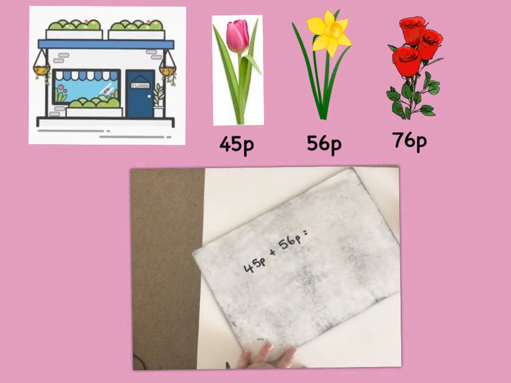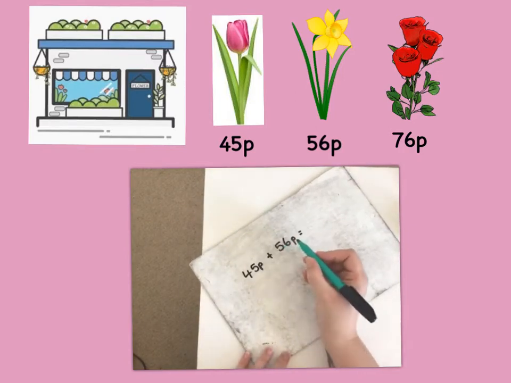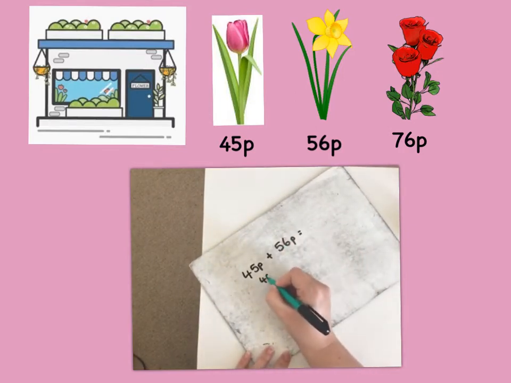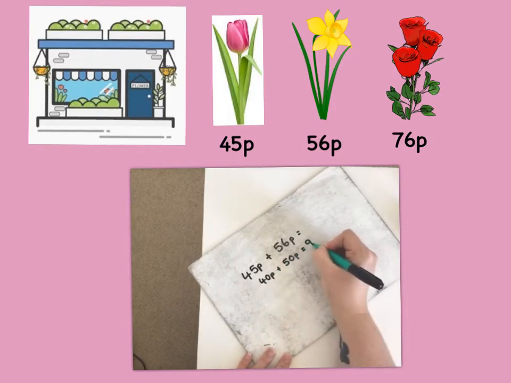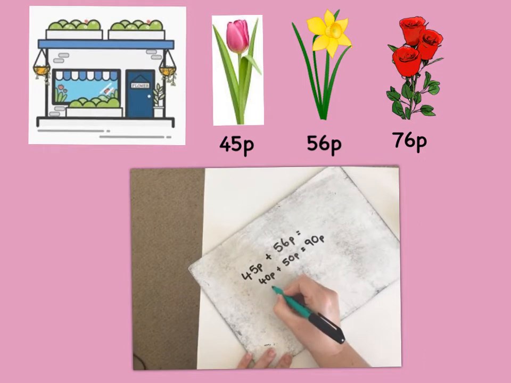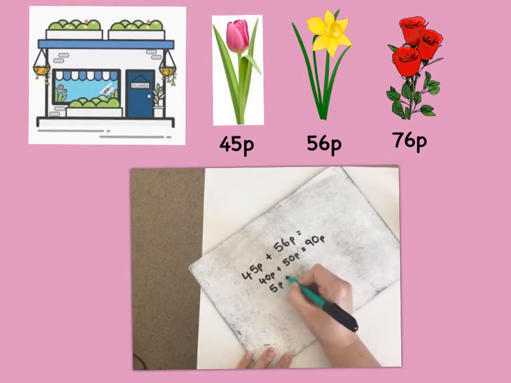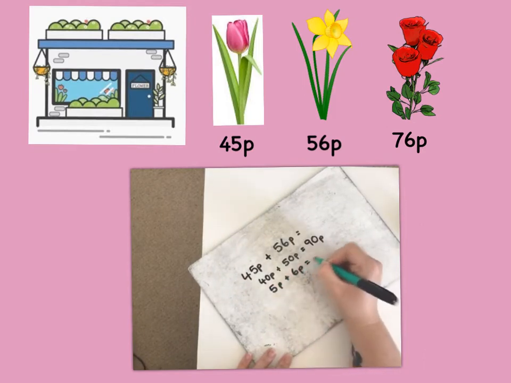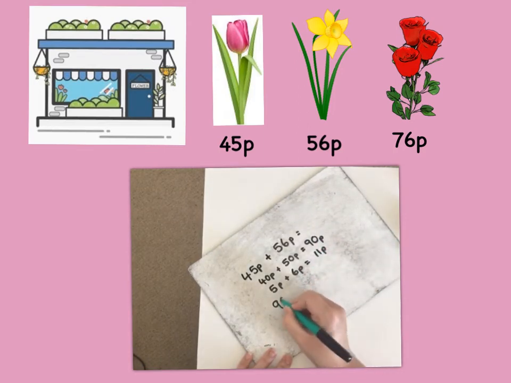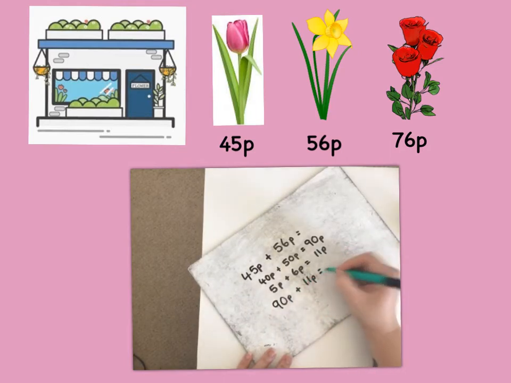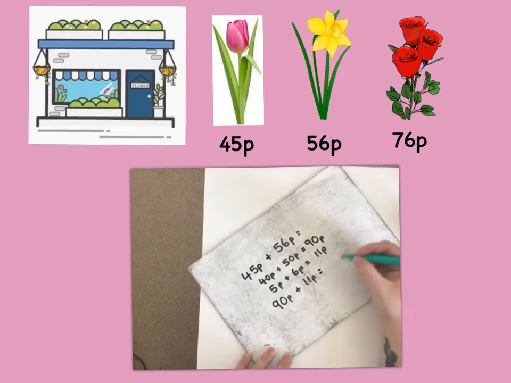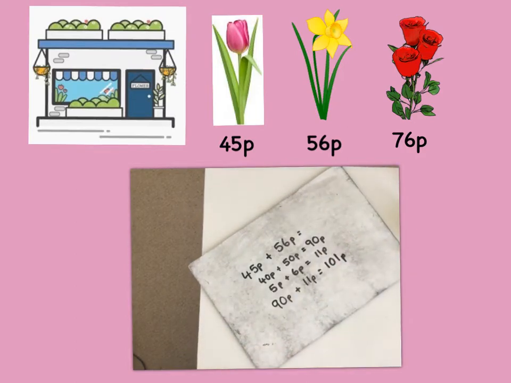I'm going to use partitioning. So I'm going to partition my tens and my ones. So I'm going to have 40p, add 50p to make 90p. Then I'm going to have 5p, add 6p equals 11p. So now I need to add these two totals together. 90p, add 11p equals, so if I add these together I actually have 101p. Let's have a look at that.